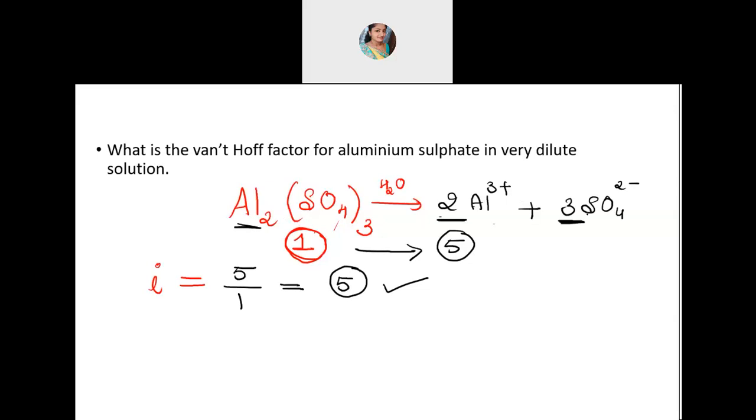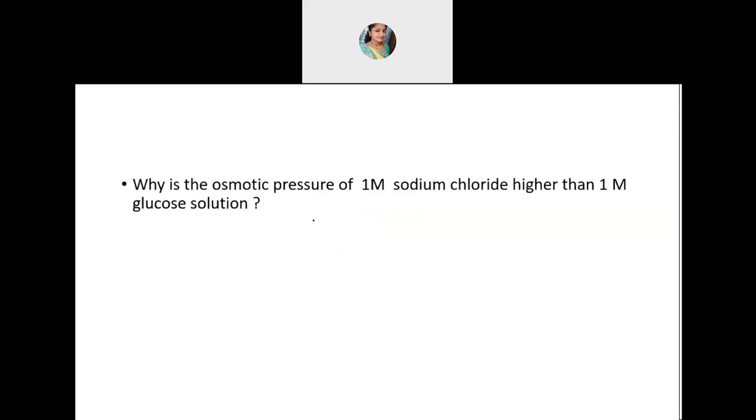You don't count the number of sulfur and oxygen there. It is behaving as one anion. They don't dissociate there. It is behaving as one anion. So altogether it is 3. Got it? Okay, now we'll go for the next one.